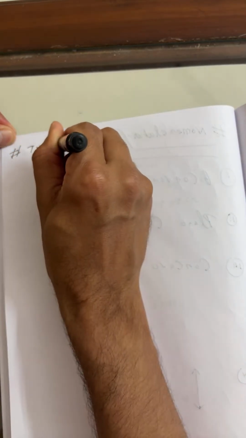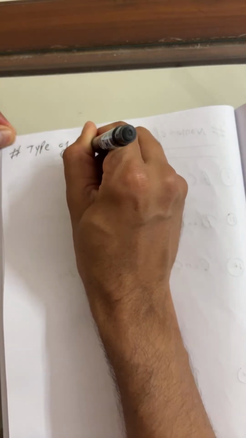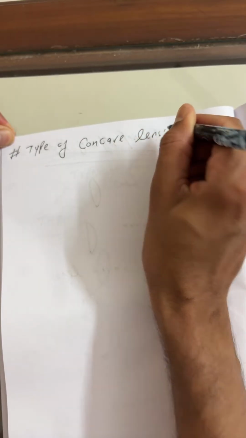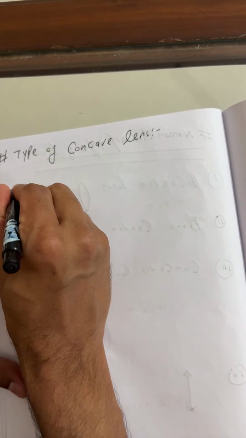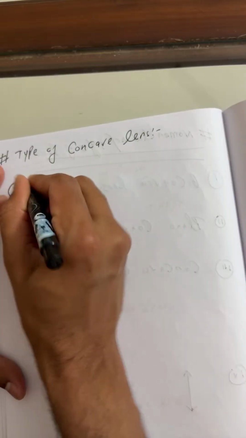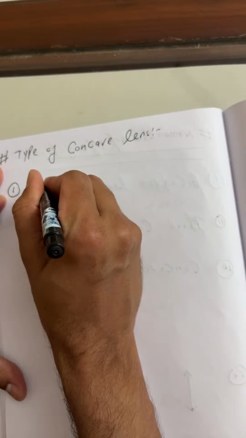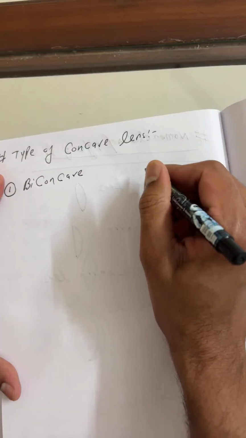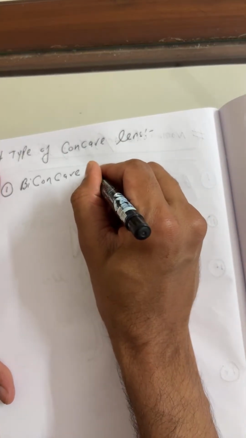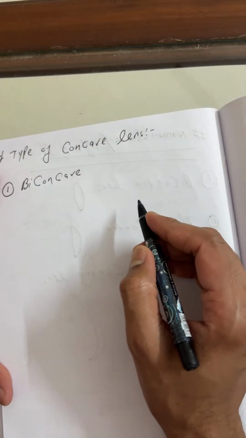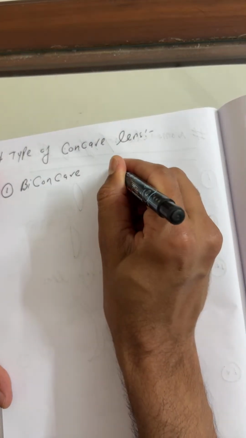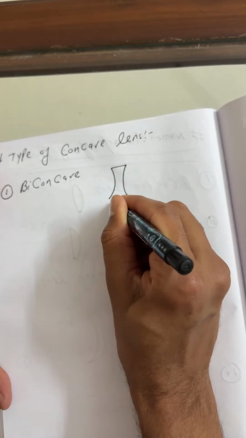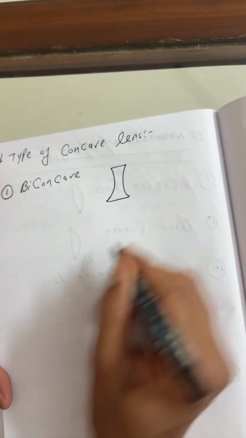This is a type of convex lens. Okay, fine. So this is biconvex as usual. You can say this is a biconvex lens. Sometimes you can also call it equiconvex. Both remain the same. So this is, students, the representation of a biconcave lens.